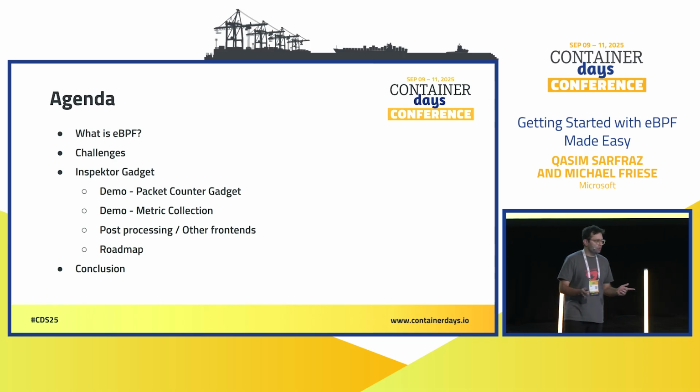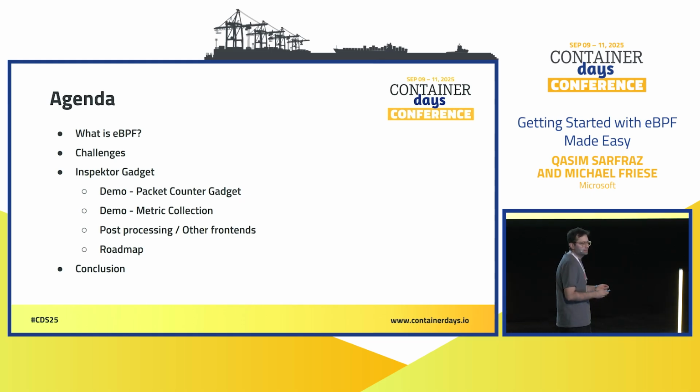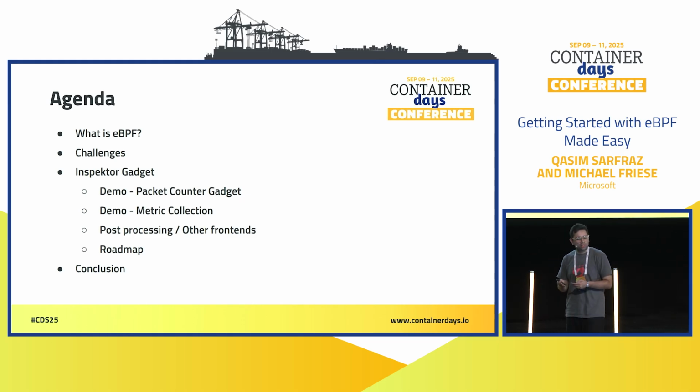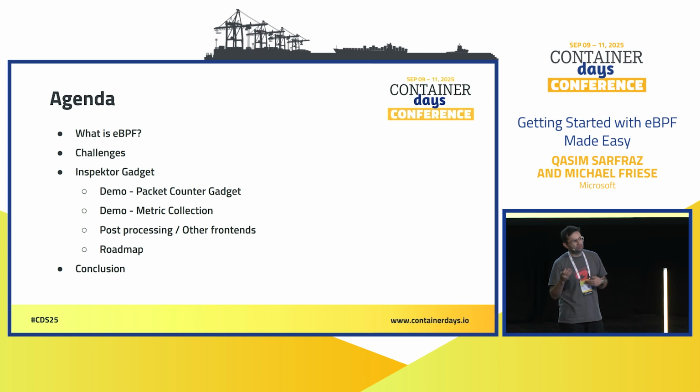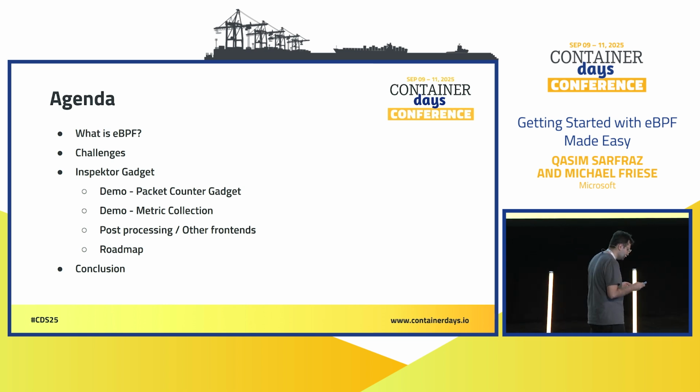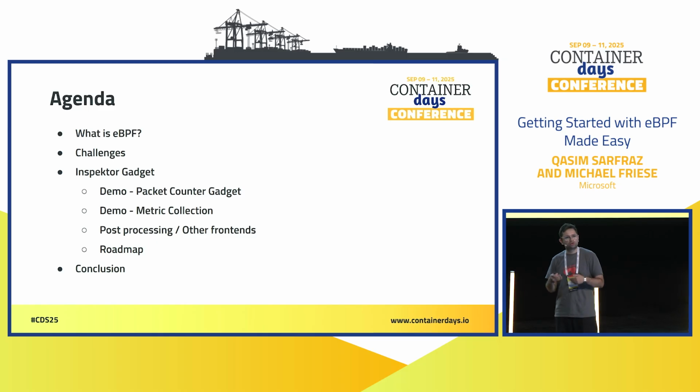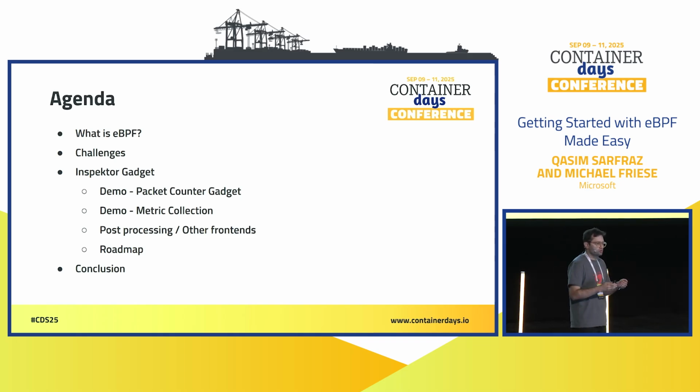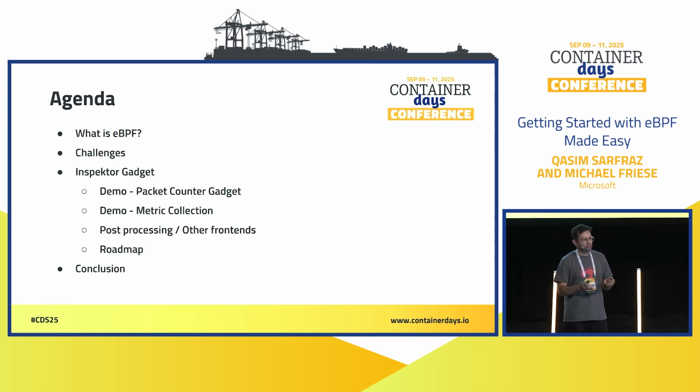In terms of the agenda of the talk, we'll start by defining what eBPF is as a technology. Then we'll see the different challenges it has. And then we'll see how Inspektor Gadget addresses them. Then we'll take you through a couple of demos, post-processing workflows. Then we'll see the project roadmap. And then finally, we'll conclude our presentation. By the end of this presentation, you should have an idea on how to build a simple eBPF program, which we call a gadget, and take it all the way to Kubernetes.